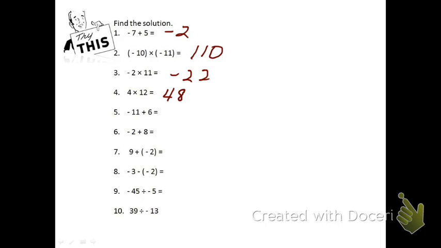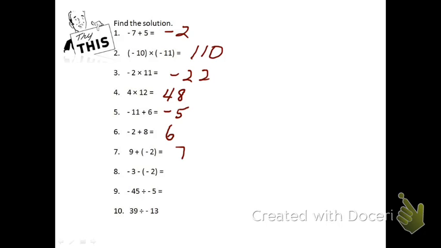Negative 11 plus 6, well, their signs are different, so I take the difference. The difference is 5, and the 11 was negative, so it's a negative 5. Negative 2 plus 8, that difference is 6, and the 8 was positive, so it's a positive 6. 9 plus a negative 2 is a positive 7.